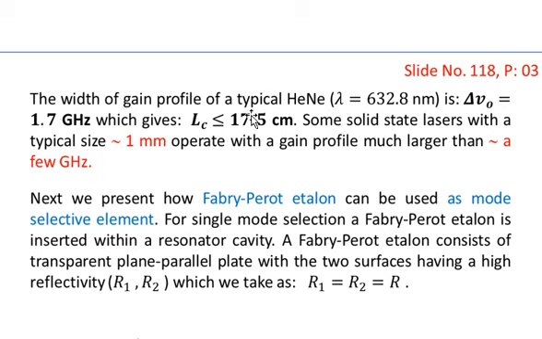The width of the gain profile of a typical helium neon laser, which is operating at 632.8 nanometer, is this: delta nu naught is equal to 1.7 gigahertz. So this is the width of the gain profile of a typical helium neon laser, which gives the length of the cavity LC to be less than or equal to 17.5 centimeter. Some solid state lasers with a typical size of the order of 1 millimeter operate with a gain profile much larger, for example, of the order of a few gigahertz.